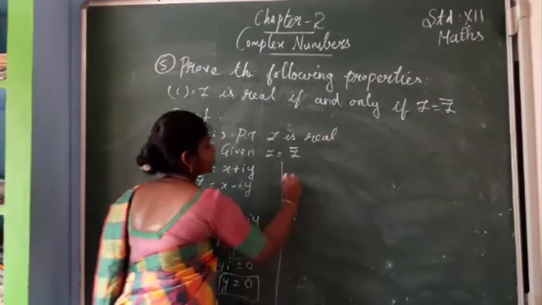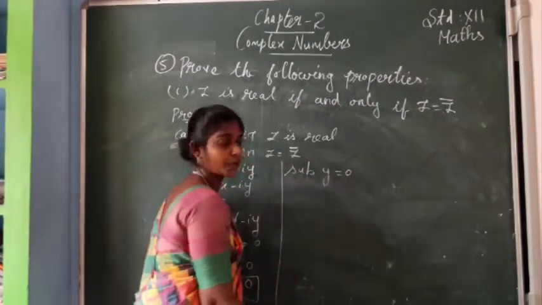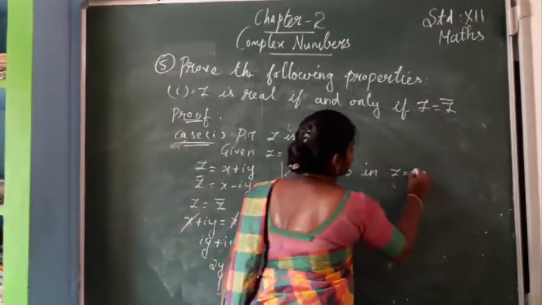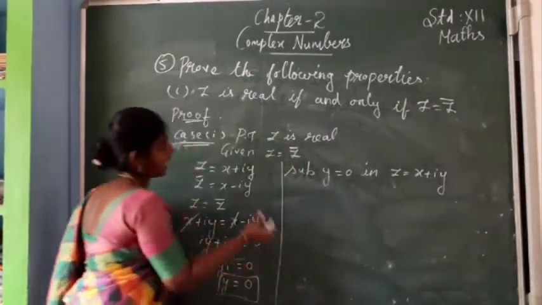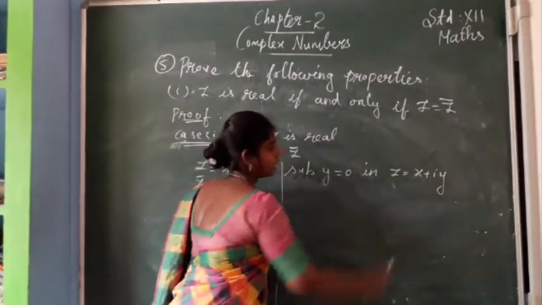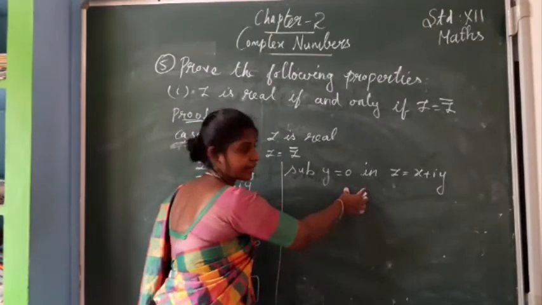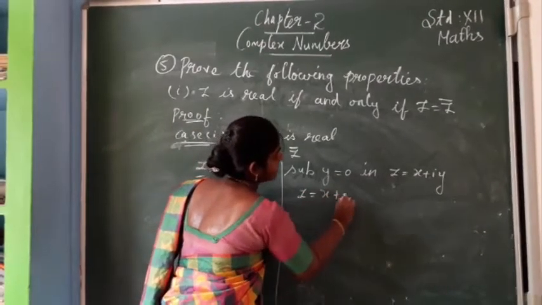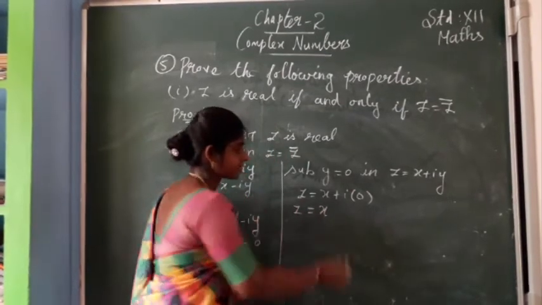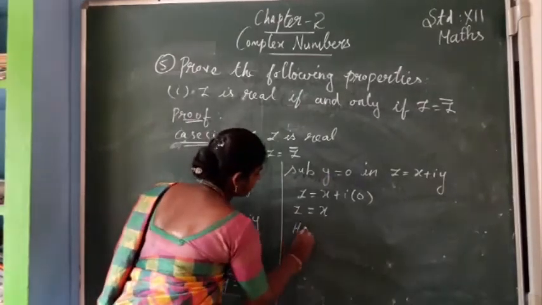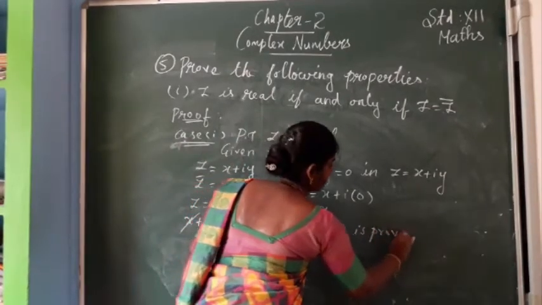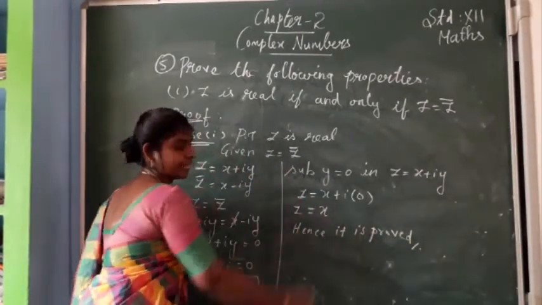Then we can substitute y equal to 0 in z equal to x plus iy, because we have to prove z is real. If you substitute y value as 0, you will get the real value. So z equal to x plus i into 0, that's equal to z equal to x. So x is a real value. Hence it is proved. So z is real.